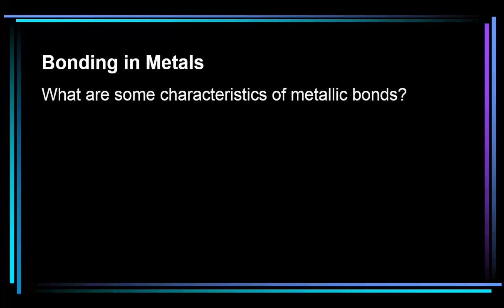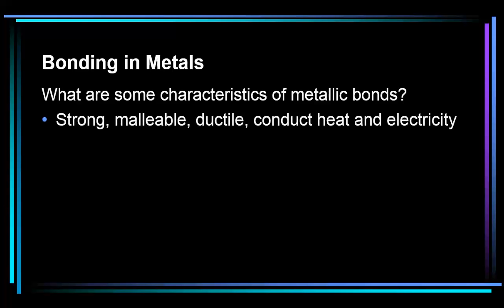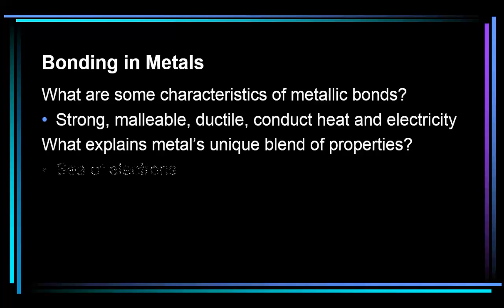Okay, metallic bonds. What are some characteristics of metallic bonds? Strong, malleable, ductile, conducts heat and electricity. And there's one explanation for all of this. That explanation is called the sea of electrons.